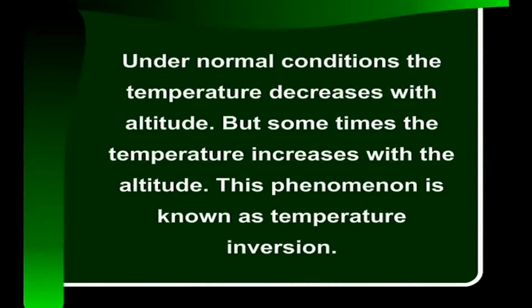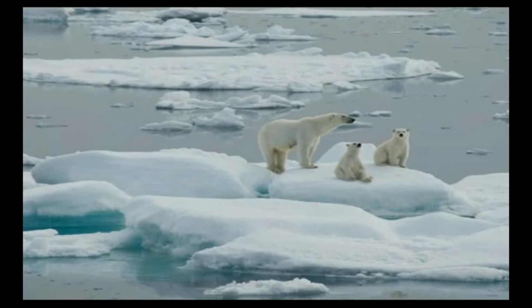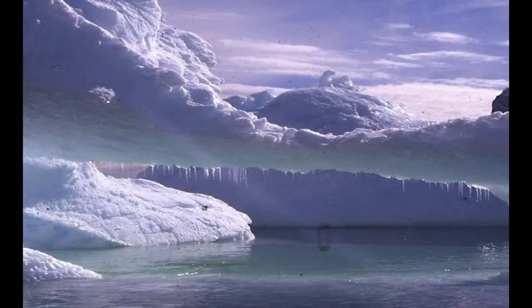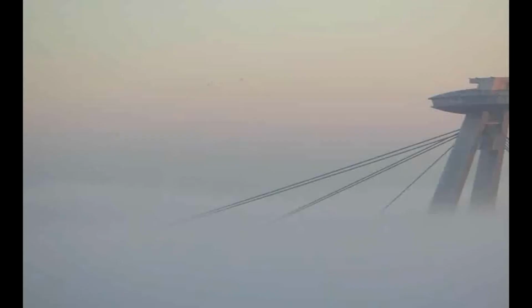Under normal conditions, the temperature decreases with altitude, but sometimes the temperature increases with altitude also. This phenomenon is known as temperature inversion. During winter in polar regions, layers of air close to the surface become so cold that up to a certain height the temperature increases with elevation. Outside the polar region, the inversion of temperature over continents is of common occurrence. But on oceans, inversion of temperature occurs in summer.